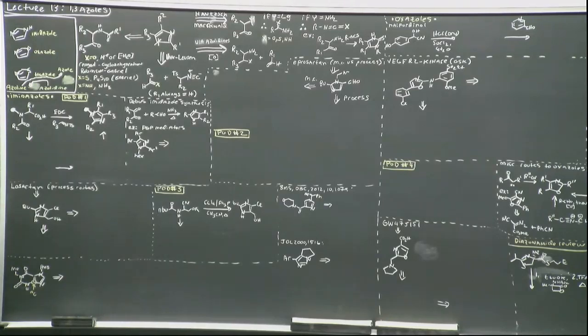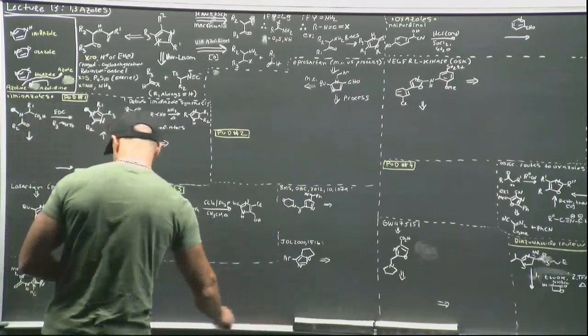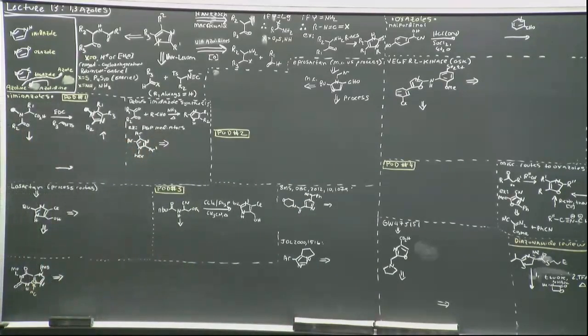So EDC, or a general dehydrating agent. EDC first activates the acid. Okay. And then the oxygen on the amide would attack the carbon on the activated acid. Okay, give me a second to draw what you just said.